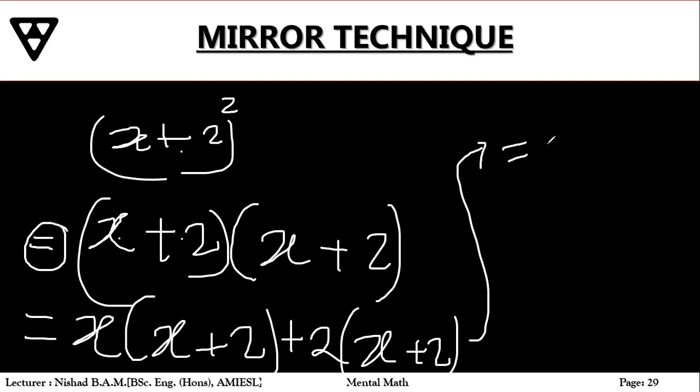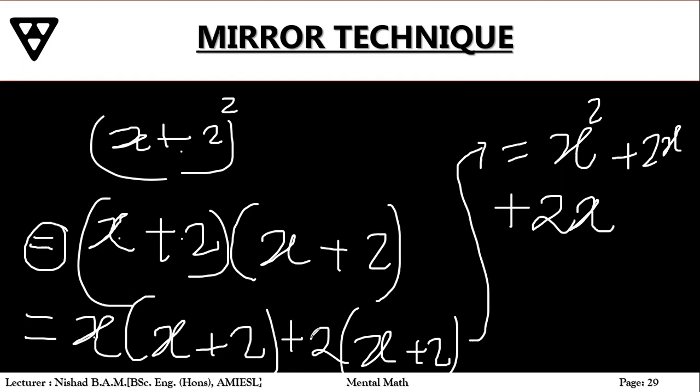So x times x will be x squared. And then x times 2 will be plus 2x, plus 2 times x will be 2x, plus 2 times 2 will be plus 4. And then that will also be equal to what I'm going to write over here: x squared plus 2x plus 2x plus 4. 2x and 2x can be added together. Why can this 2x and this 2x be added together? Because they have the same x. It has x as well as it has x. So then it can be added.